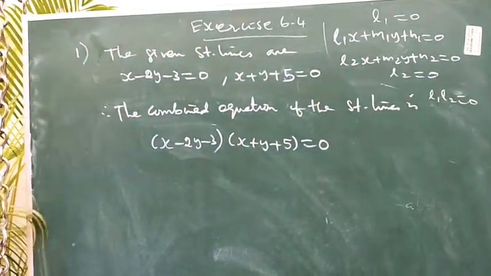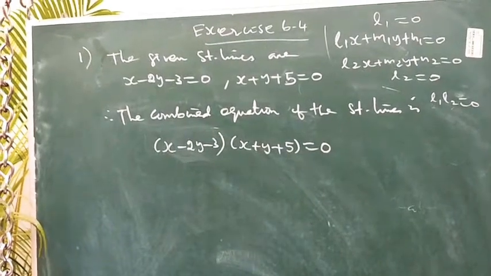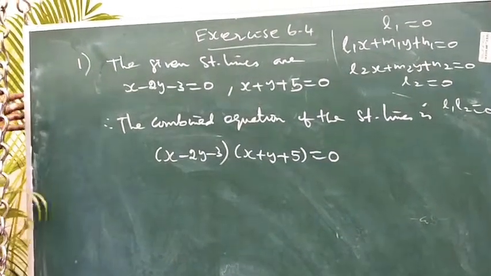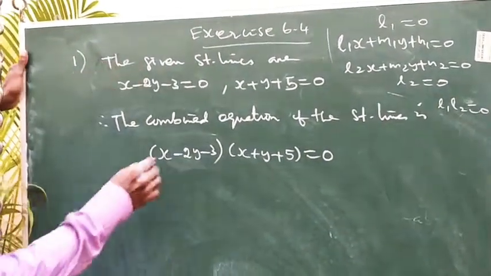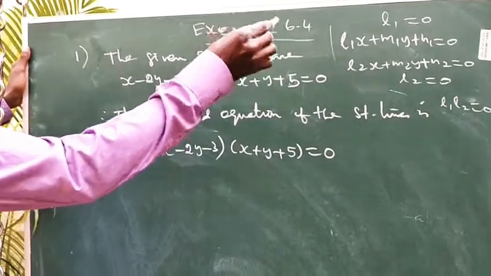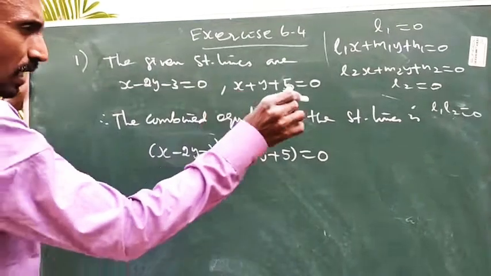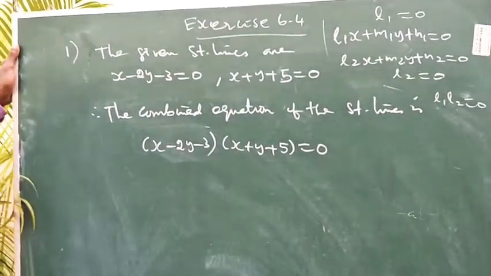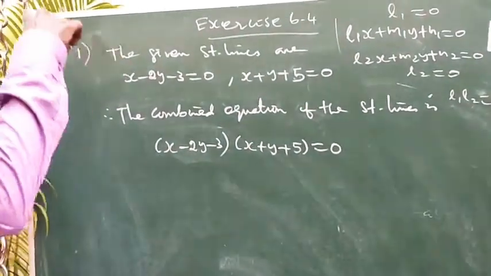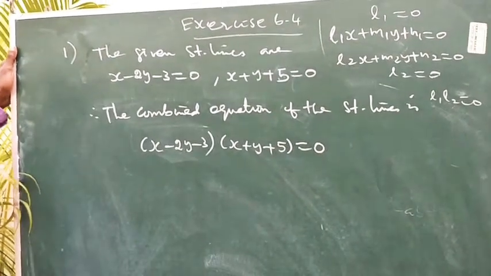So first what I wrote is the line passing through the intersection of the two. This is the correct one. L1 = 0, L2 = 0 are the two straight lines, and the combined equation is L1 into L2 equals 0. So we are getting this one. We need to write it in the general pair of straight lines format.